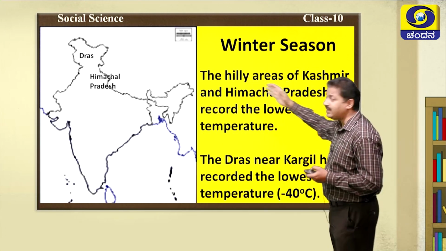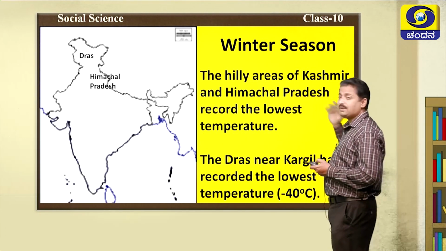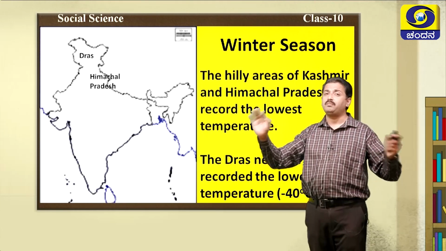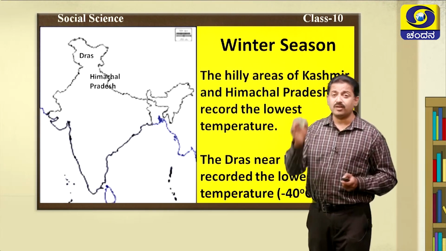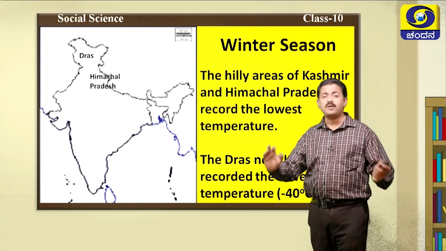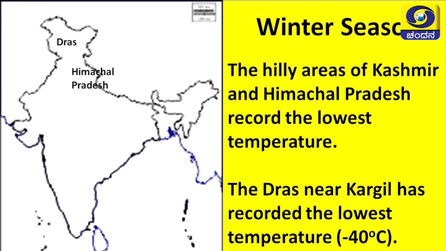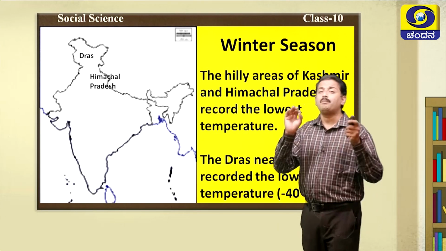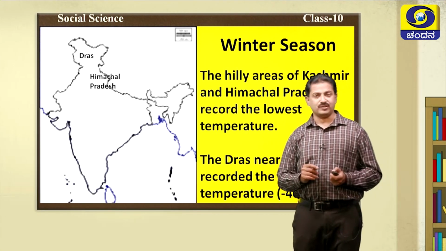On the hilly areas of Kashmir and Himachal Pradesh, you will have the record lowest temperature. Among these places, Dras near Kargil experiences lowest temperature in entire nation, that is minus 40 degree Celsius. Dras near Kargil in Jammu and Kashmir has the recorded lowest temperature.